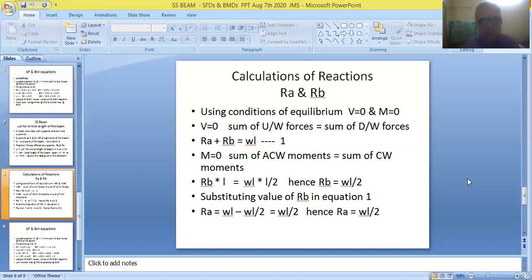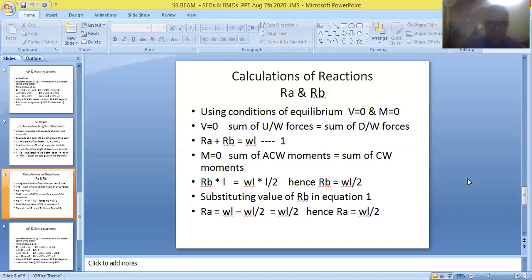Now again, we are taking the second condition of equilibrium and equating anti-clockwise and clockwise moments. So RB into L is obtained as WL into L by 2. We are converting UDL into point load as WL. Naturally, it will be acting at the center of the beam, so this distance has to be taken as L by 2. This is clockwise moment and this is forming anti-clockwise moment, so they are written on different sides of the equation. Now we simplify this equation, and RB will be obtained as WL by 2.